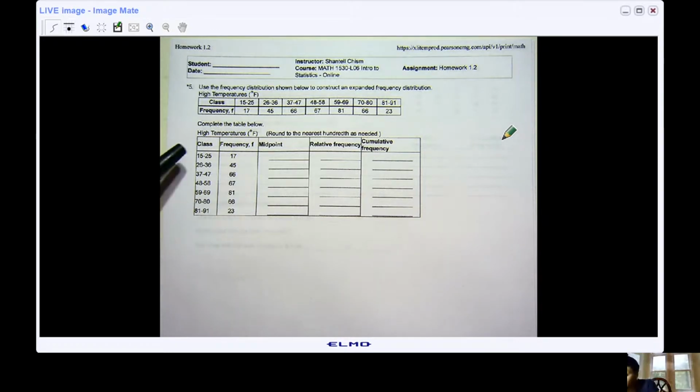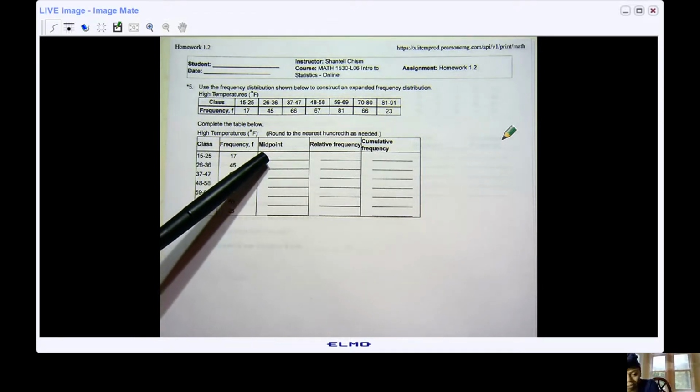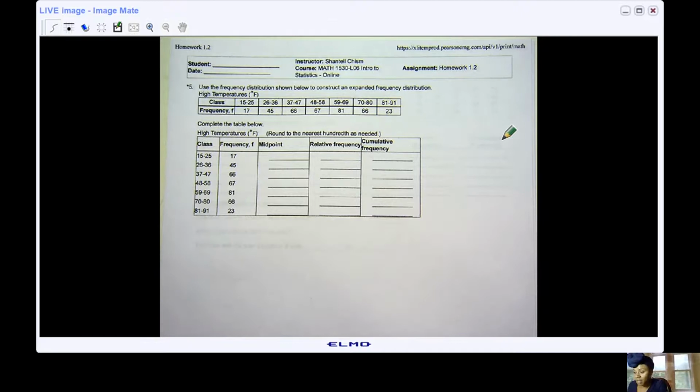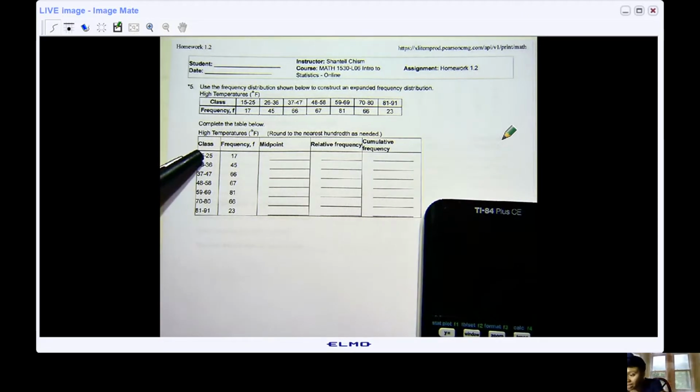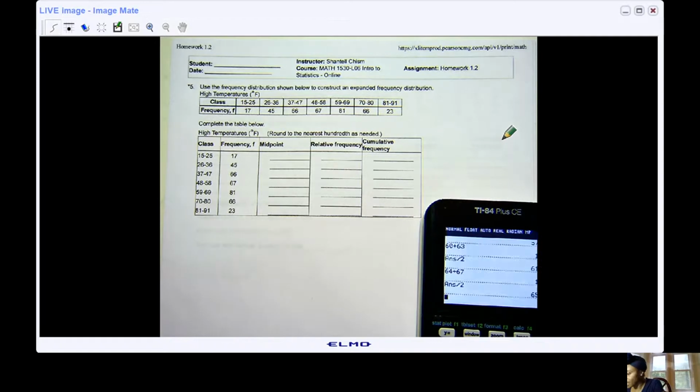The midpoint is just the middle value of each class. We did see how we found the midpoint in the previous video. You take the lower limit of the class plus the upper limit of the class, add them together, and then divide by 2. So the midpoint is basically the average of the two: lower plus upper, divided by 2. So 15 plus 25, divided by 2, would be 20.